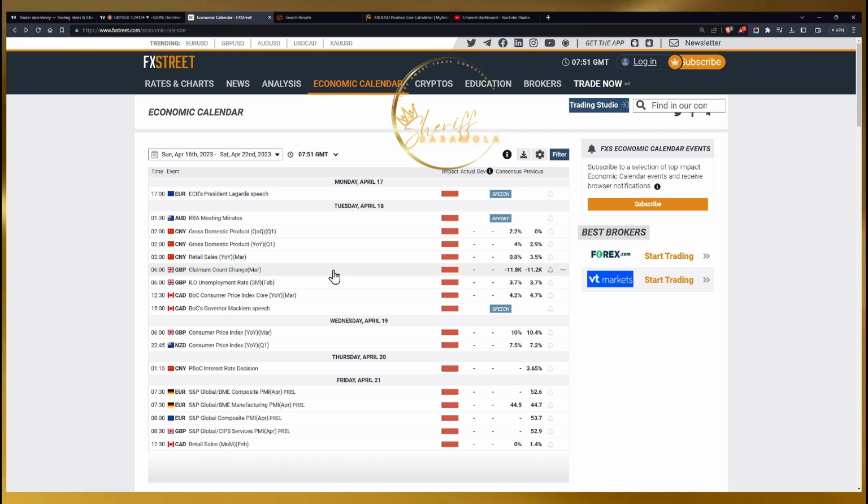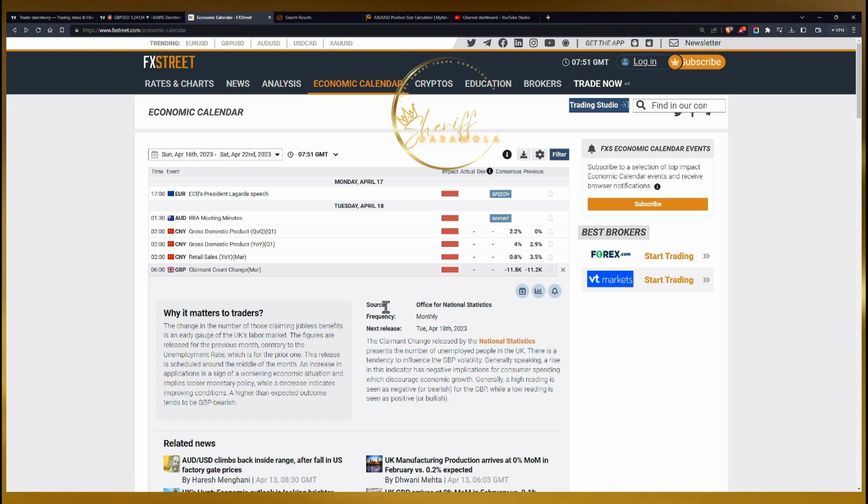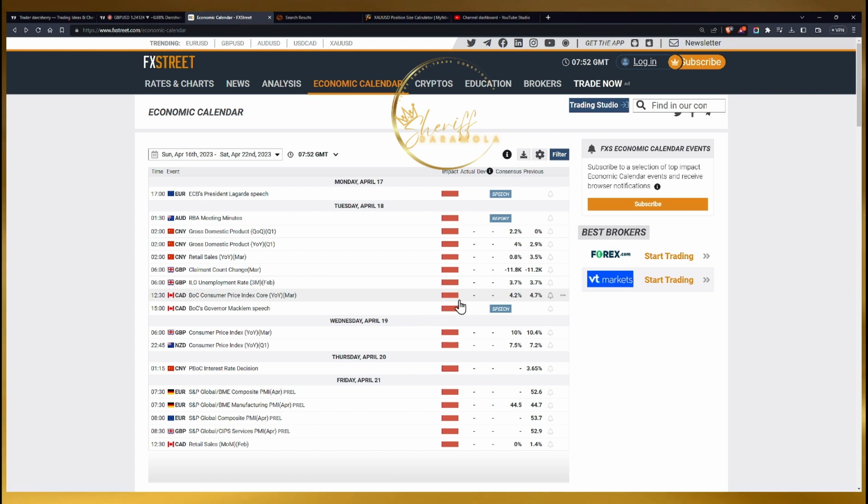The first event is coming in on Tuesday, April 18th, and that is the claimant count change. This is an index that presents the number of unemployed personnel in the United Kingdom. And one thing about this data is that the higher the reading, the more bearish the pound sterling is expected to be, and the lower the reading, the more positive and bullish the pound is expected to be.